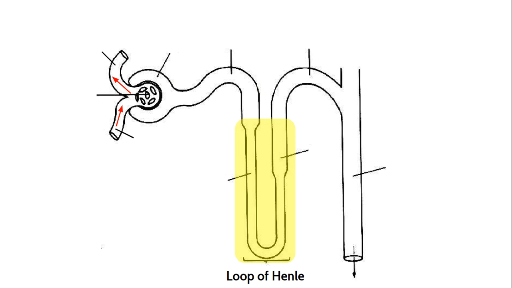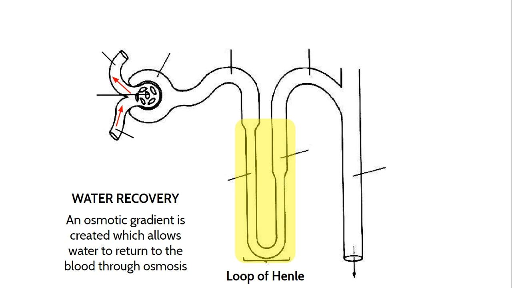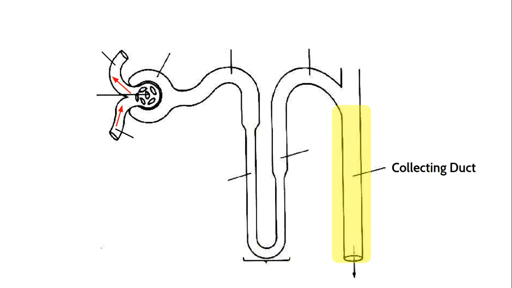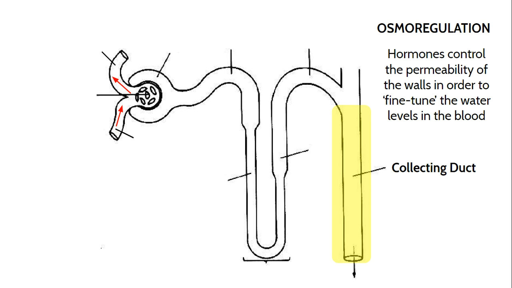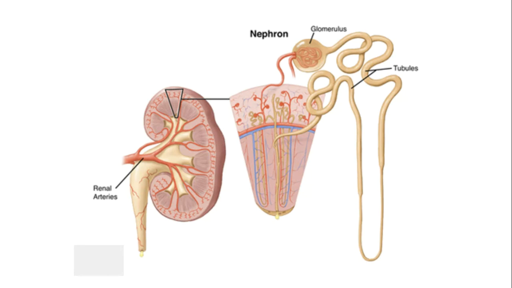The next area is the loop of Henle. The general function of the loop of Henle is water recovery. The loop of Henle creates an osmotic gradient so that the water can leave the filtrate and return to the blood through osmosis. Finally, the collecting duct is where osmoregulation occurs. So this is the fine-tuning of water levels in the blood. And this is carried out by hormones which control how permeable the walls of the collecting duct are to water. So that was a general overview of the structure and function of the nephron, which are found within the kidney, and there are millions of them which work together to create urine.